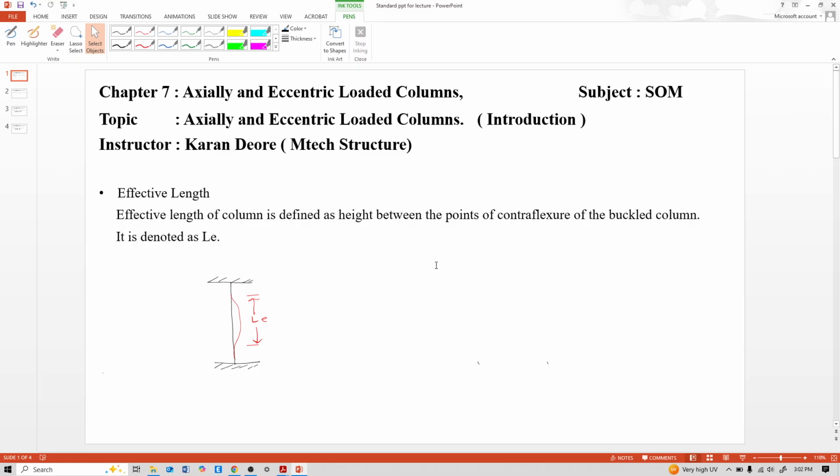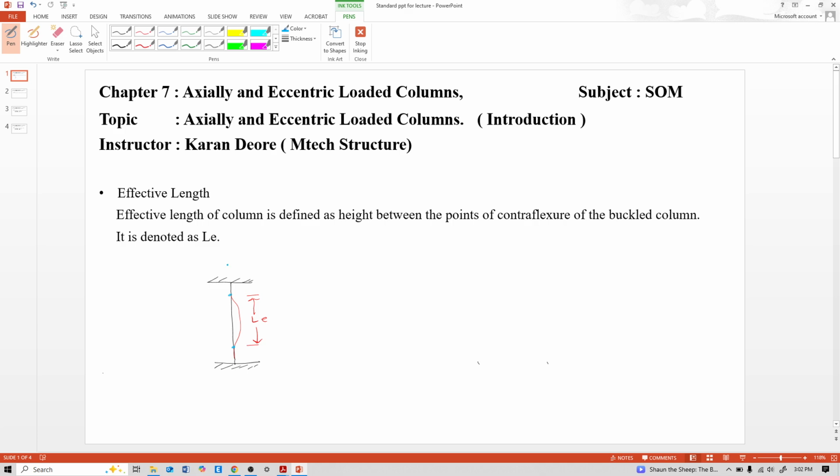The definition of effective length: the effective length of a column is defined as the height between the points of contraflexure of the buckled column, and it is denoted by LE. See this diagram: the top and bottom portions are fixed, and this point is a point of contraflexure and this point is a point of contraflexure, and the length between them is LE. This red line is due to buckling.